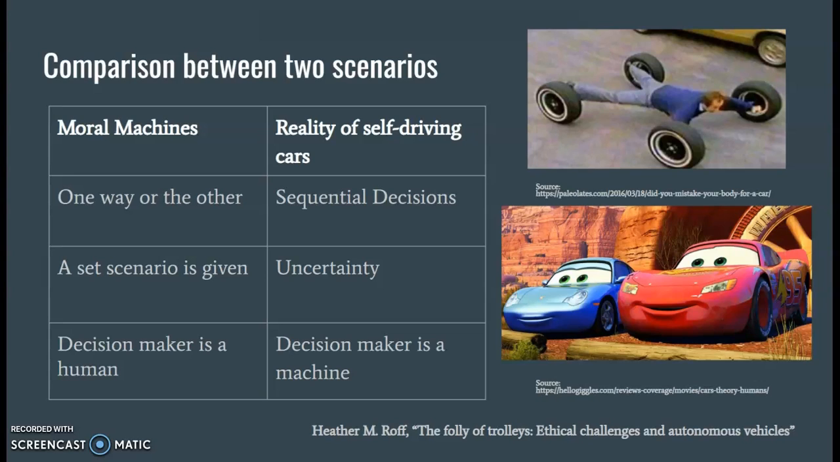And most importantly, the author said that in the original trolley problem, the decision maker is a man, a human. Well, in the reality of self-driving cars, the decision maker is a machine. So can we really compare these two?